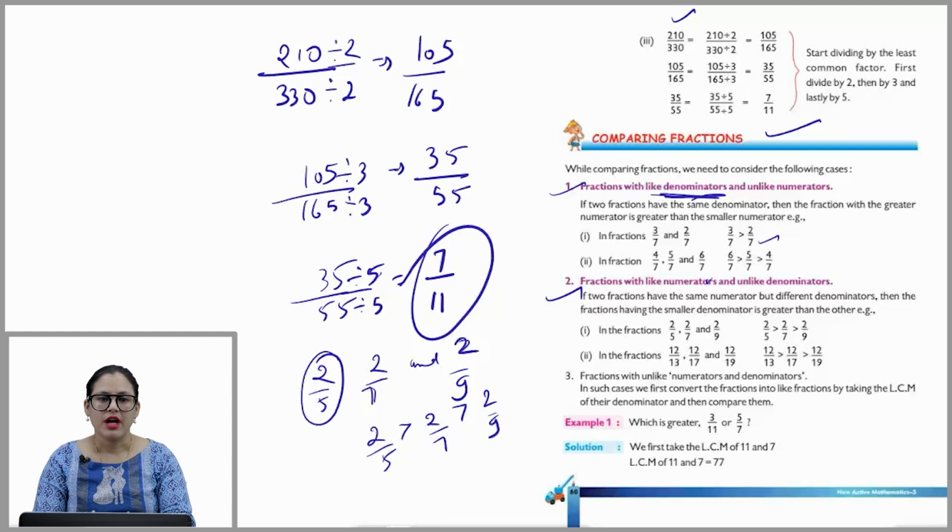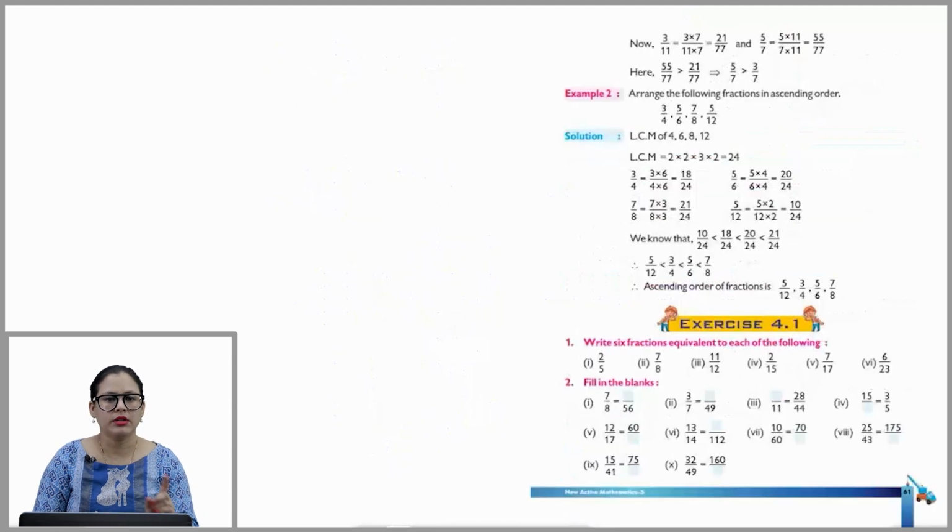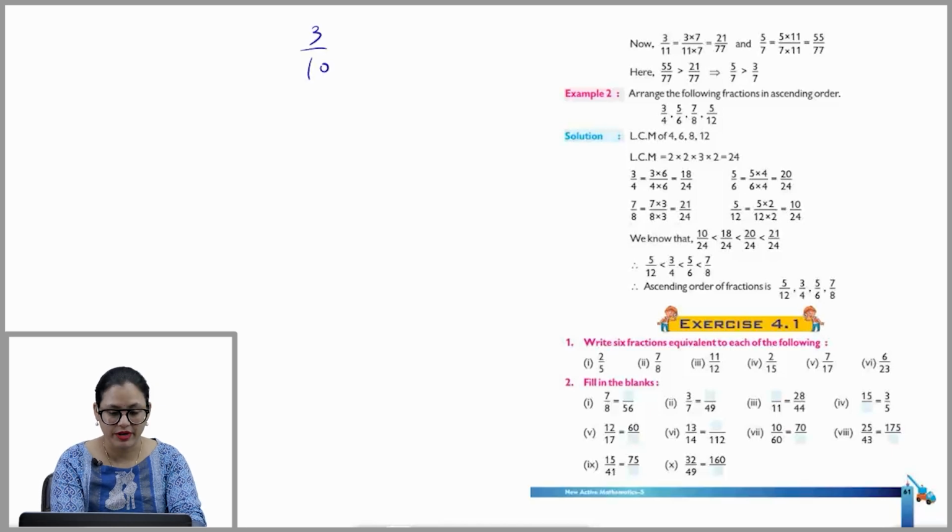Number 3, fractions with unlike numerators and denominators. In such cases, we first convert the fractions into like fractions by taking the LCM of their denominators and then compare them. Example: which one is greater, 3 by 11 or 5 by 7? See, neither denominators are the same nor numerators are the same. So in this case, we are going to take the LCM of 11 and 7 first. Remember, we always take the LCM of denominators only. So we have these fractions 3 by 11 and 5 by 7. So we will take the LCM of 11 and 7.